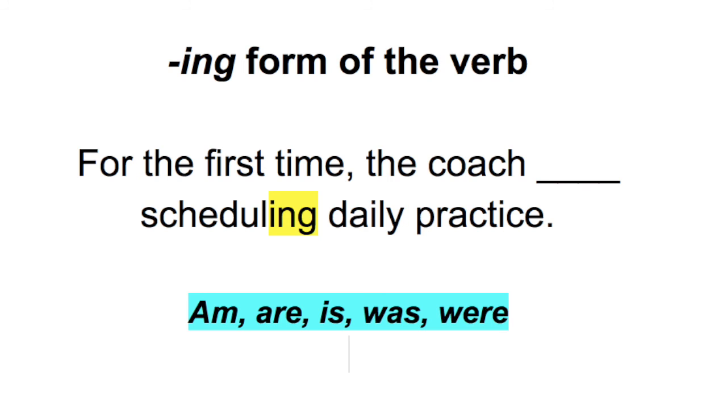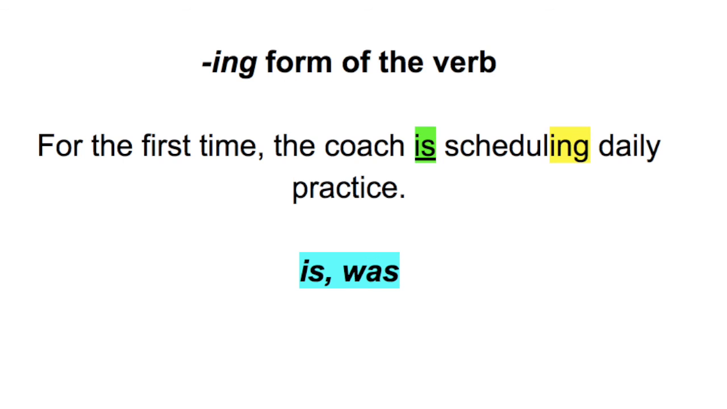For the first time, the coach was scheduling daily practice. And that one does make sense. I kind of like is better there, personally. For the first time, the coach were scheduling daily practice. That one doesn't work either because were also is used with plural subjects. So on the blank, you would write is scheduling. I don't expect you to write the complete sentence. You just need to write the helping verb and the main verb in the correct form.